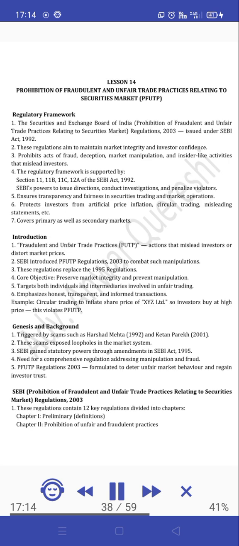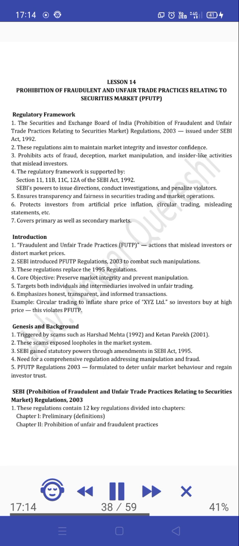Lesson 14. Prohibition of fraudulent and unfair trade practices relating to securities market, FUTP. Regulatory Framework. 1. The Securities and Exchange Board of India Prohibition of Fraudulent and Unfair Trade Practices Relating to Securities Market Regulations 2003. Issued under SEBI Act, 1992. 2. These regulations aim to maintain market integrity and investor confidence. 3. Prohibits acts of fraud, deception, market manipulation, and insider-like activities that mislead investors.